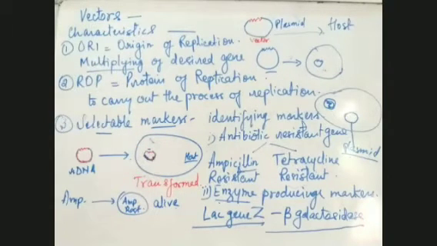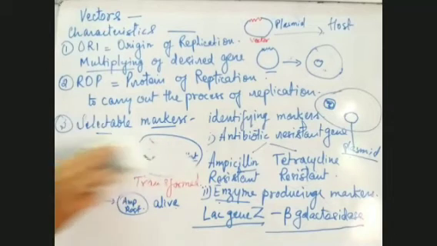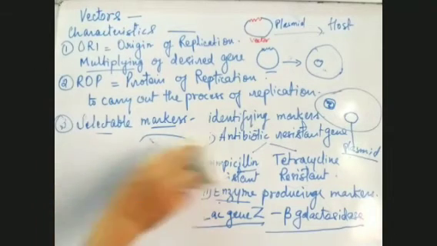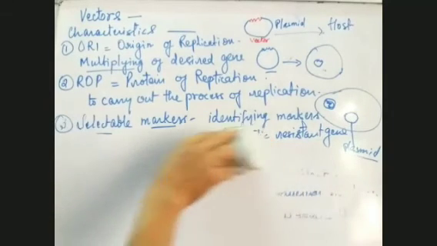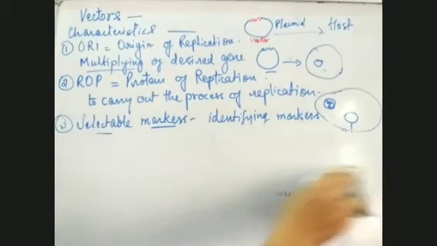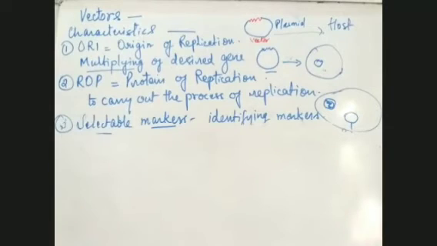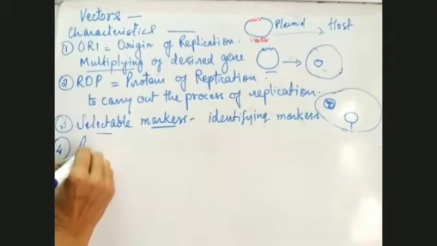And the next property, I'll erase this for that. The next property is that there should be recognition sites. There should be recognition sites.